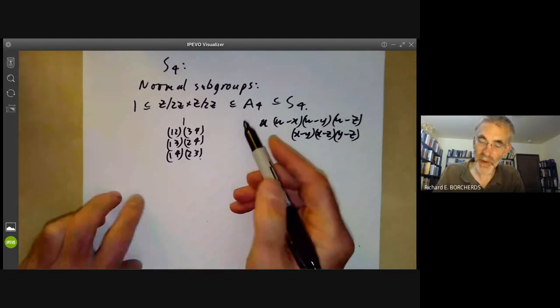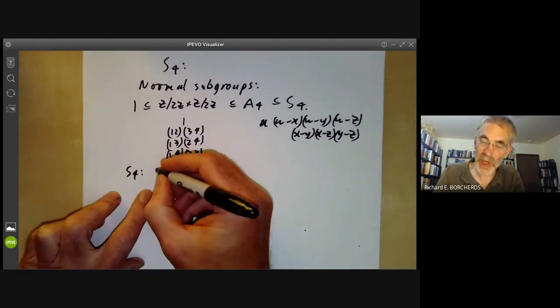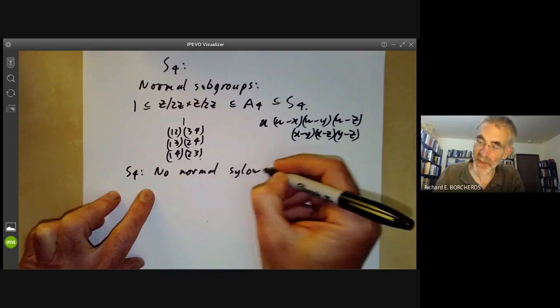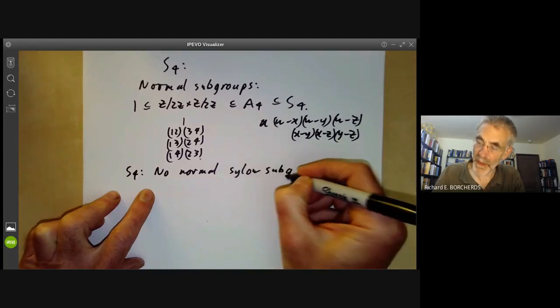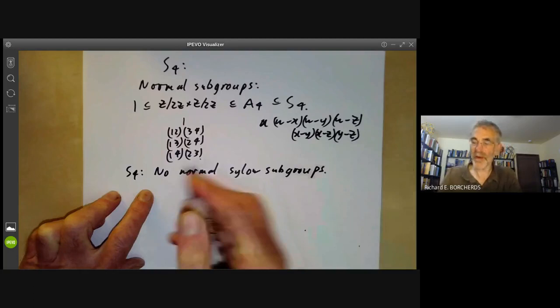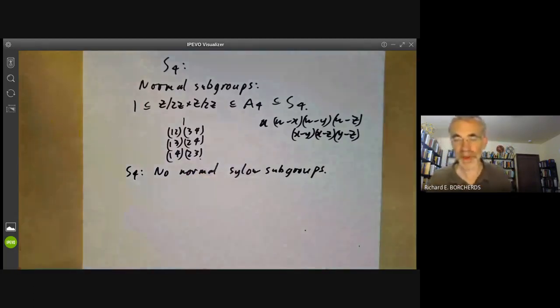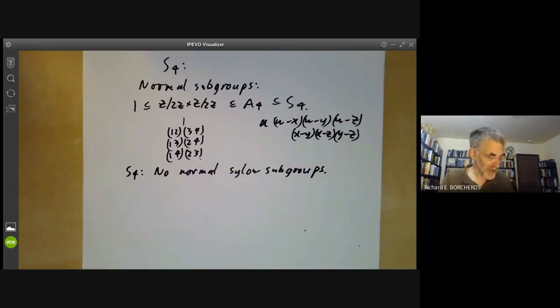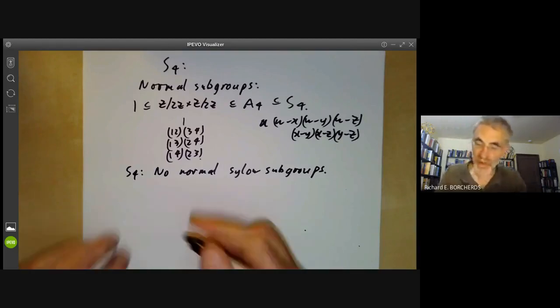So S4 is the first group with no normal Sylow subgroups. If you look, every group we've had so far, apart from S4, always has a normal Sylow subgroup for some prime, but here we're starting to get more complicated groups that you can't construct like that. However, S4 is still an example of a solvable group.